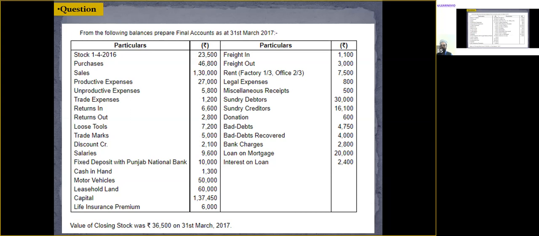Then we have next item, trade expenses. Tell me, trade expenses will be written in which account? Alexander, what do you think where it will be written?